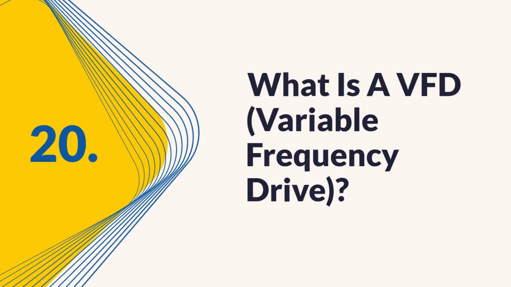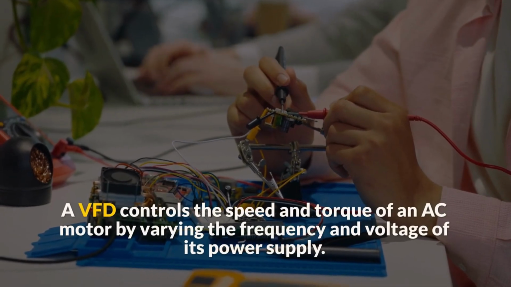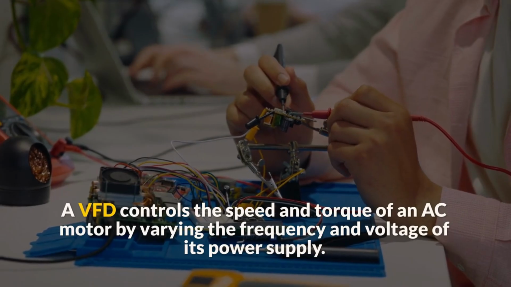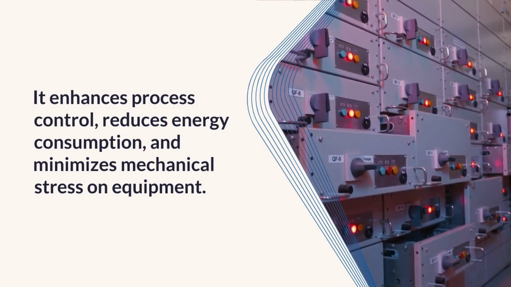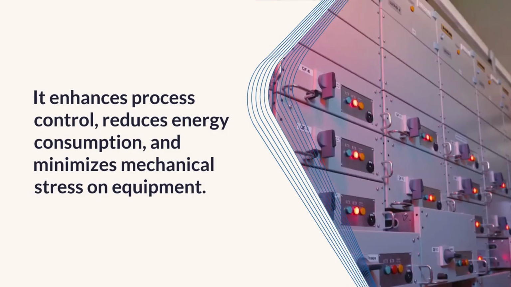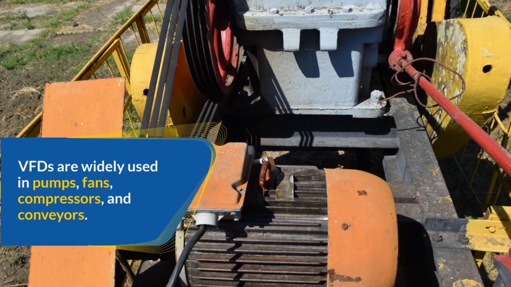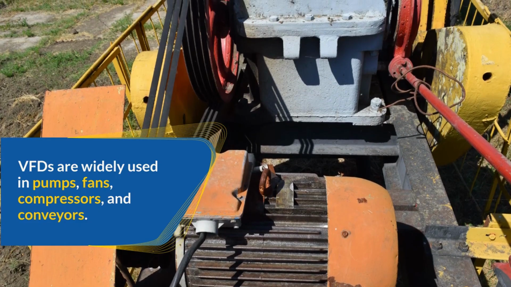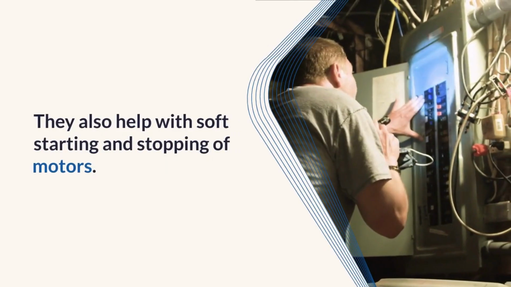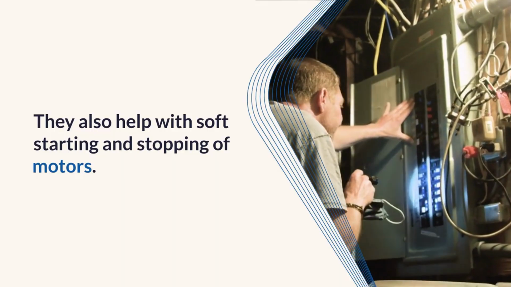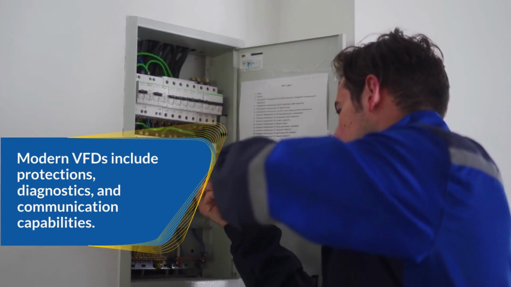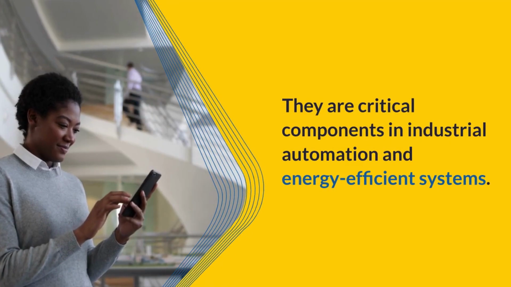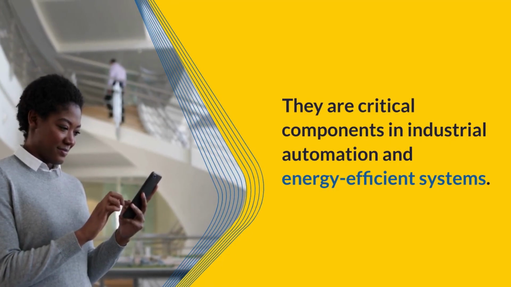20. What is a VFD, variable frequency drive? A VFD controls the speed and torque of an AC motor by varying the frequency and voltage of its power supply. It enhances process control, reduces energy consumption, and minimizes mechanical stress on equipment. VFDs are widely used in pumps, fans, compressors, and conveyors. They also help with soft starting and stopping of motors. Modern VFDs include protections, diagnostics, and communication capabilities. They are critical components in industrial automation and energy-efficient systems.